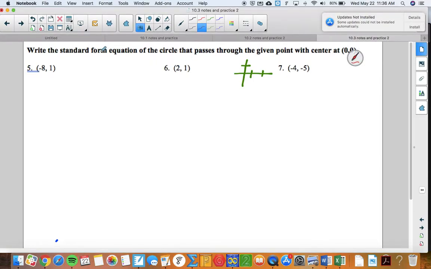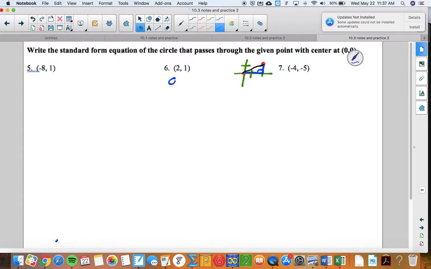Number 6 on 10.3, let's write the standard form equation of a circle that passes through the given point and the center at 0, 0. So there's the center, and it passes through the point 2, 1. So I need to know the length of this black line. In order to find the length of a diagonal line, we could make a right triangle, or we could use the distance formula.